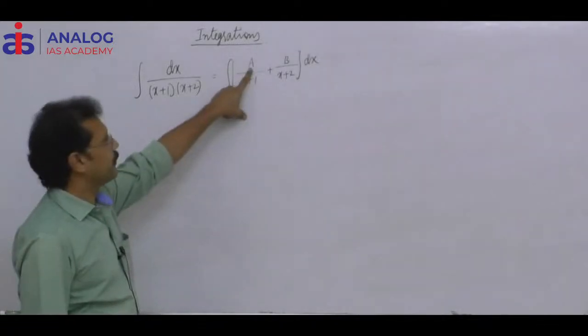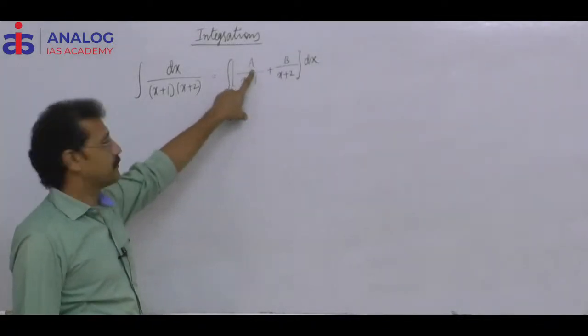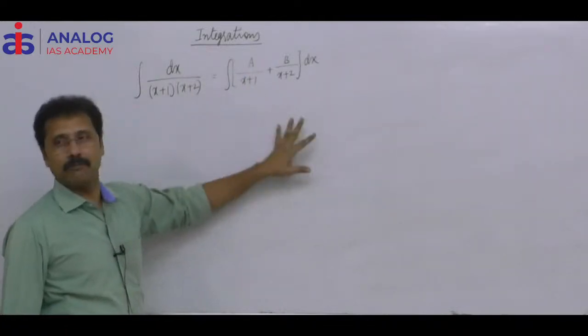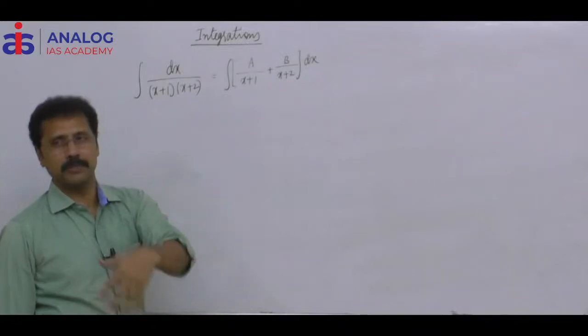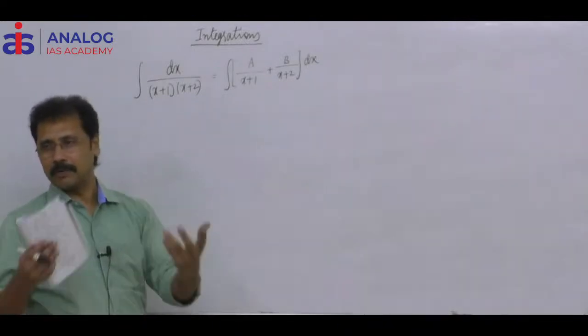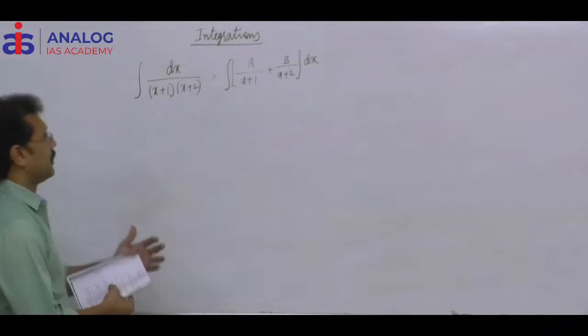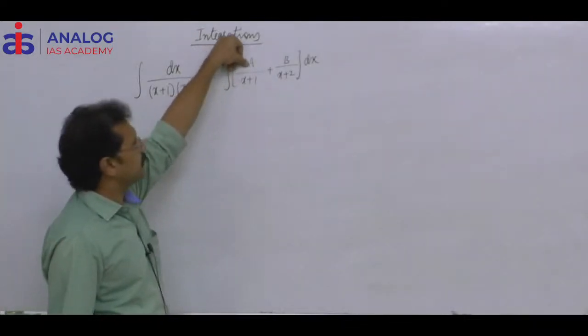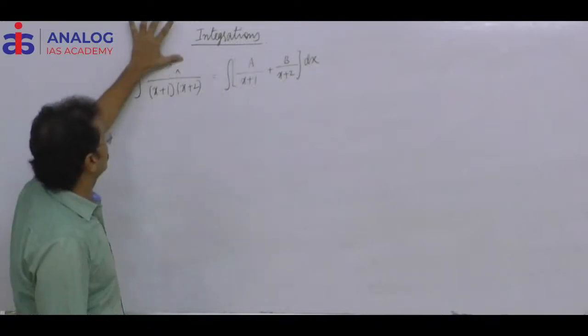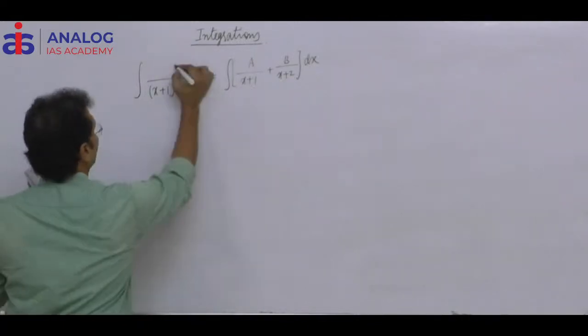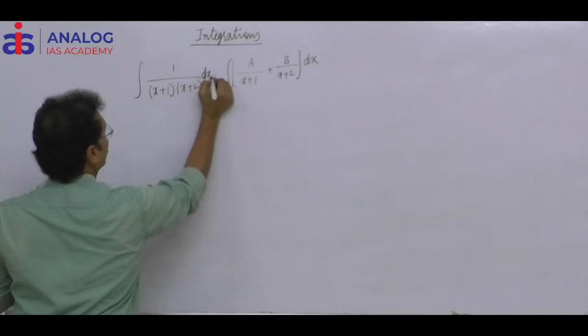To find this A, the shortcut is, of course, you can equate both of them and find the a, b values, but there is a shortcut. Every time you cannot spend so much time on equating both of them and trying to find the values of a and b. No. So in order to get the numerator of x plus 1, this is a term which is x plus 1, right? So I'm just putting this as 1 here, dx I will put it here for our convenience.